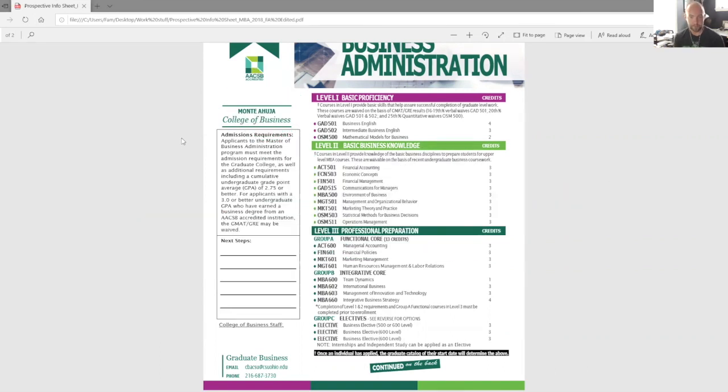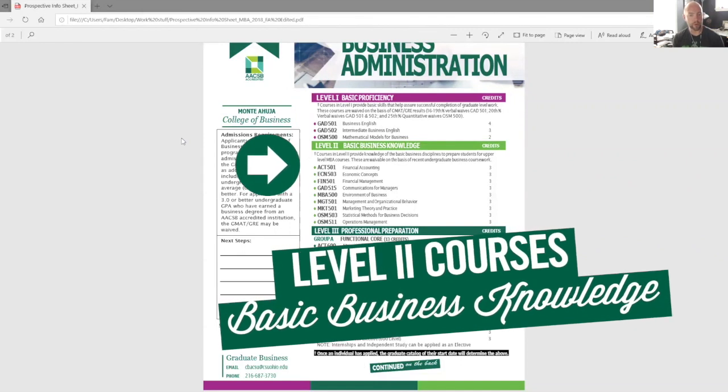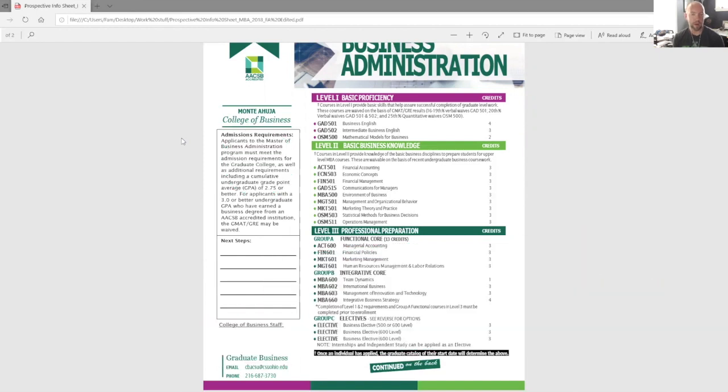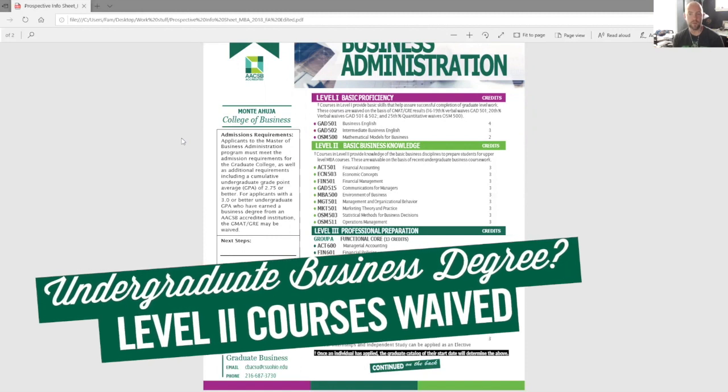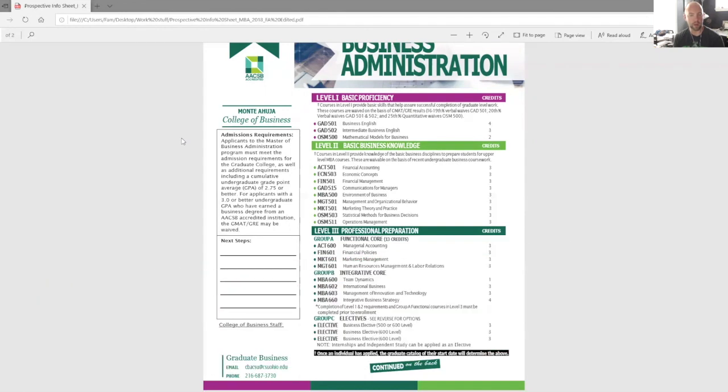The second level is for people that don't necessarily have a business background from their undergrad, or if it's been more than 10 years since you've taken business coursework. It's baseline business knowledge courses in accounting, economics, finance, business communications, environment of business, labor relations, organizational behavior, marketing, business statistics, and operations and supply chain management. Students that have graduated with a business degree within the last 10 years can have all of these courses waived.